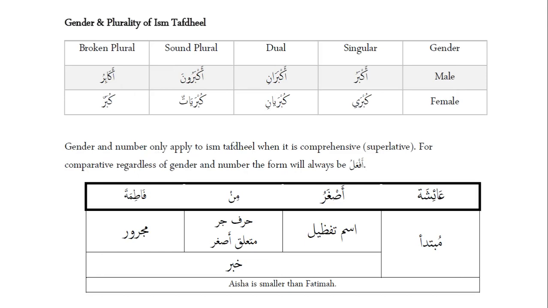Just a few notes on this. So we're going to go through the noun chart with it. When it's singular, it's akbaru, and then dual akbarani, and then plural akbaruna. So it's pretty much just the standard thing that we see for a noun.